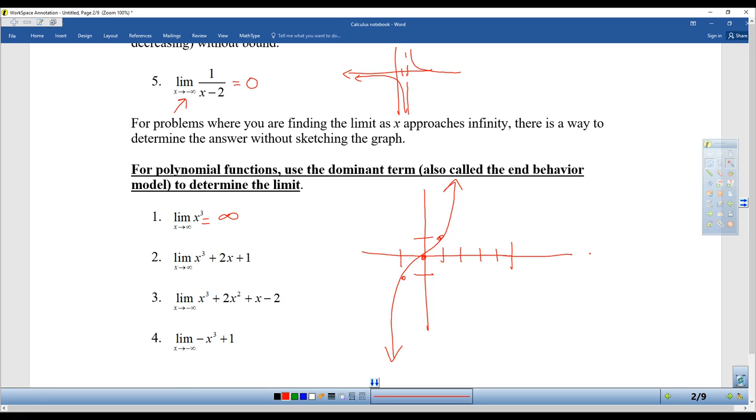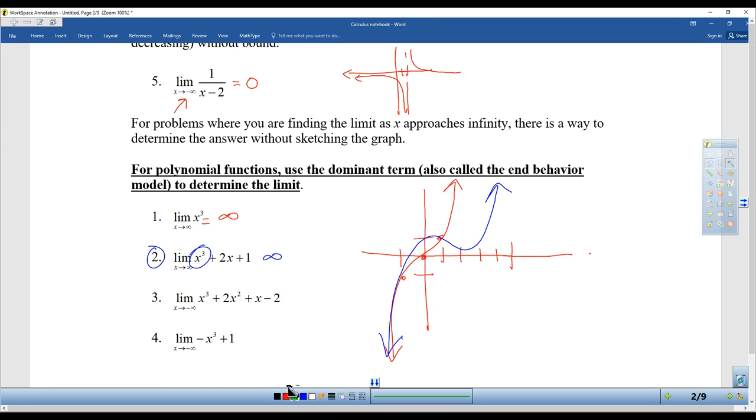Now I could change this graph a little bit. For number 2, x cubed plus 2x plus 1, I don't really know what that looks like. But let's just say it did that. We know that it has the same general behavior as x cubed. It still goes up in the end. All that you really care about is the x cubed. So you don't even need to be able to graph that accurately. Once you see the x cubed, you know what the end behavior is going to do.